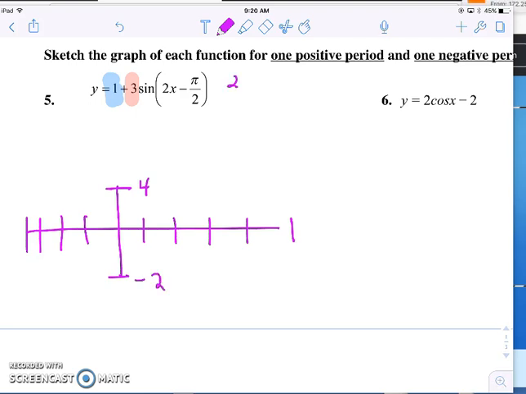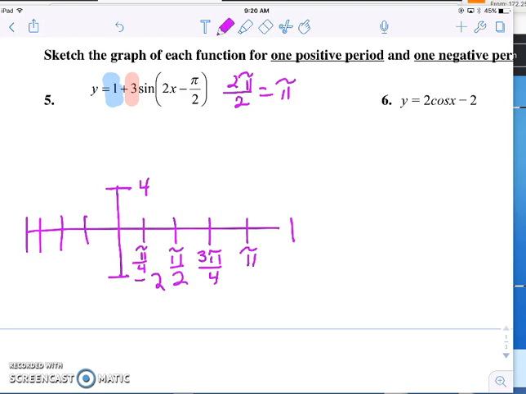So our period, 2 pi over 2. So that means this is pi. So this first mark is divided by 4, so 1 pi over 4. 2 pi over 4, 3 pi over 4. But I noticed 2 pi over 4, that can be reduced down. So let's call that pi over 2.